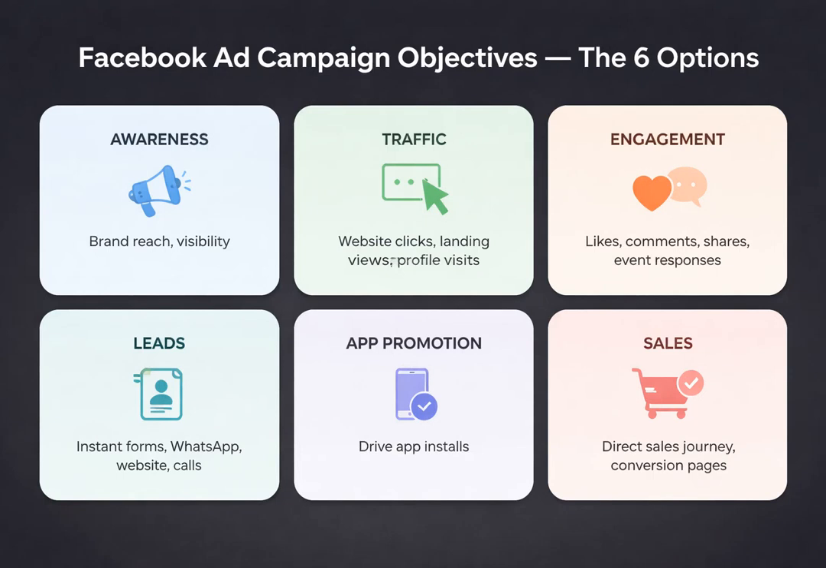Now, let's talk about one of the most critical decisions you'll make when setting up any Facebook ad campaign: choosing your objective. There are 6 objectives available. First is awareness. This is for getting your brand in front of as many relevant people as possible. Second is traffic. This drives people to your website, landing page, or Instagram profile. Third is engagement. This boosts interactions like likes, comments, and shares. Fourth is leads. This collects contact information through instant forms, WhatsApp integration, or calls. Fifth is app promotion. And sixth is sales, which involves a more complete conversion journey. Choosing the wrong objective means Facebook optimizes your ad delivery for the wrong outcome, so this decision really matters.